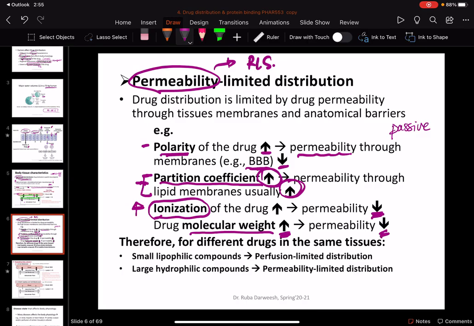Okay? If we are talking about those kinds of rules of thumb related to the physicochemical properties of the drug, we can say, in a way or another, if we have a small drug, which means low molecular weight, and it's lipophilic, so we don't have a problem in the size or the penetration into tissues, then it's mostly a perfusion limited distribution. But if we have a large molecular weight and it's hydrophilic, which means that we have a problem with the transport or permeability through membranes, it's usually permeability limited distribution.